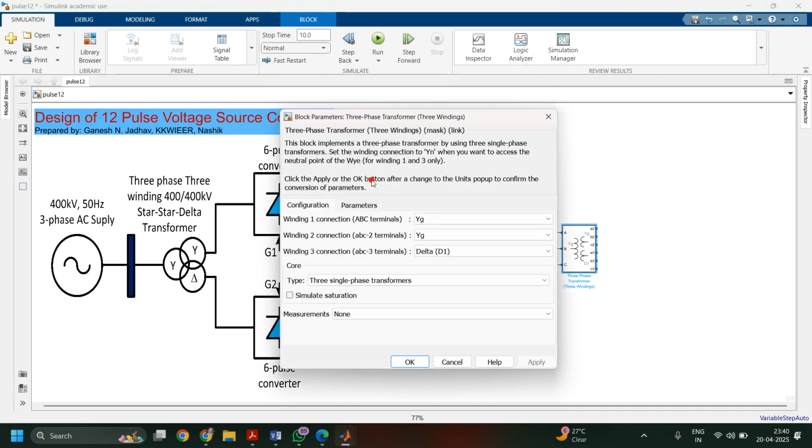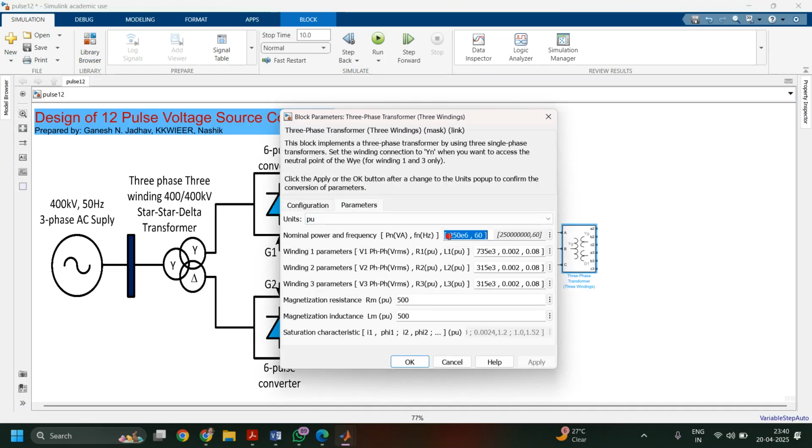Now we have to set the parameters. Going to the parameters, we need a 1000 MVA transformer. So 1000 MVA, frequency keep it at 50 hertz. Don't change other parameters. We'll keep the other parameters as they are. Voltage 400 kV. On each secondary also we need a 400 kV transformer. So 400 kV. Here also 400 kV. We'll keep the magnetizing resistance and inductance as they are.